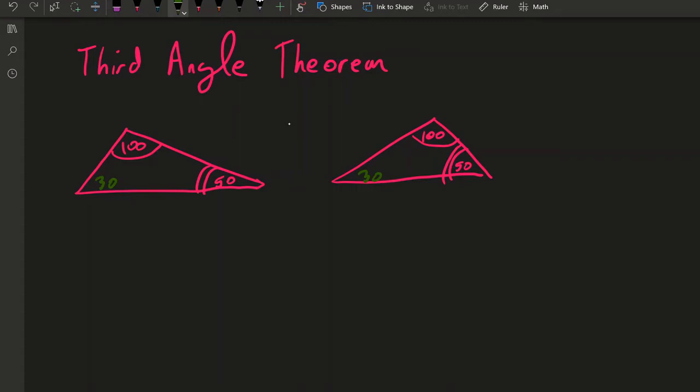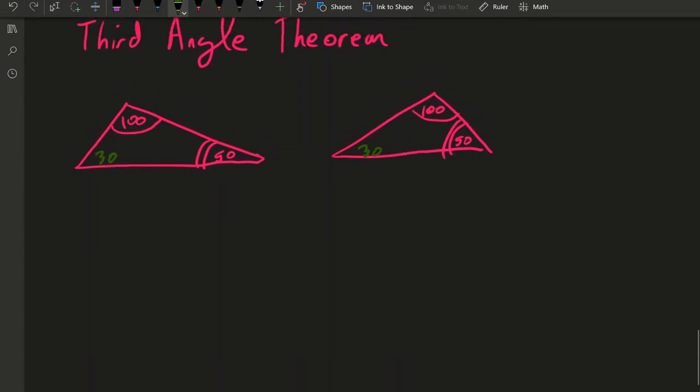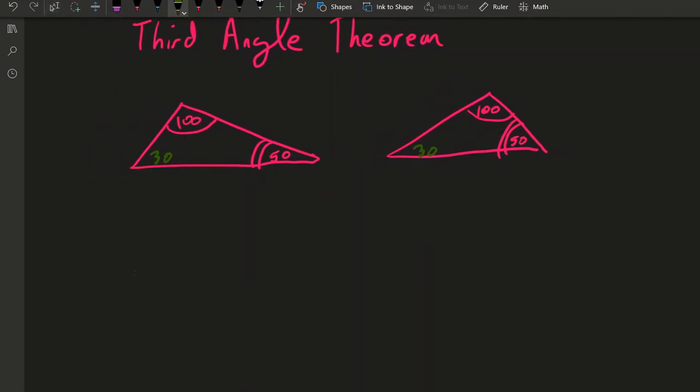Point being, if the first two angles of a triangle are congruent, the third one also has to be congruent. So if I had two triangles like this, and I knew this angle was congruent to this angle, and this angle was congruent to this angle, by the third angle theorem, I could also say that this angle is congruent to this angle.